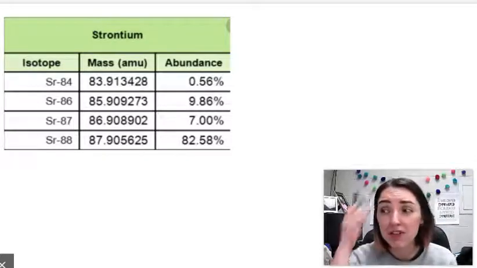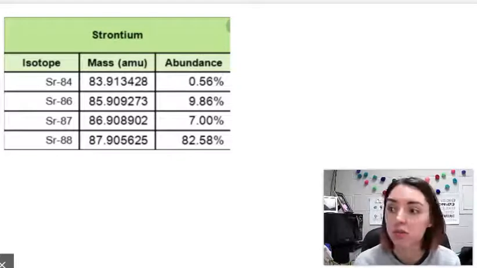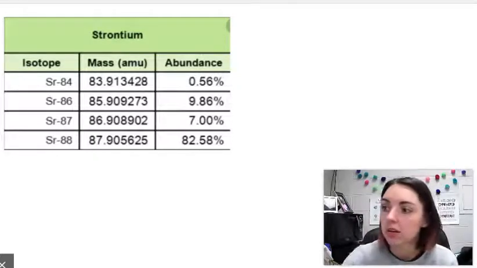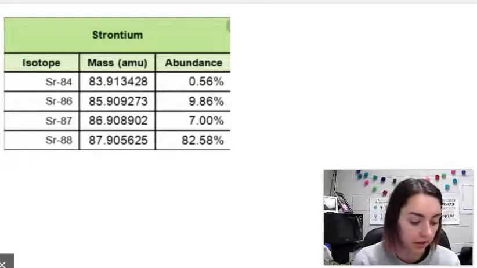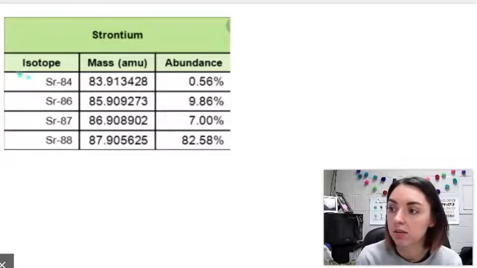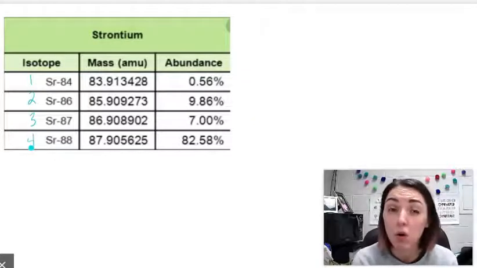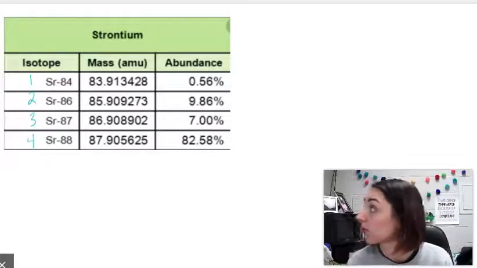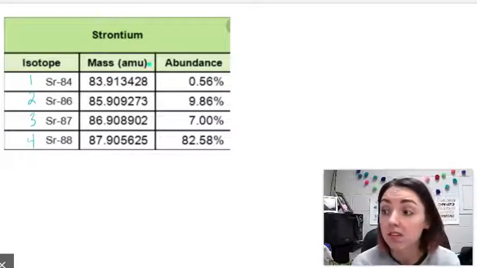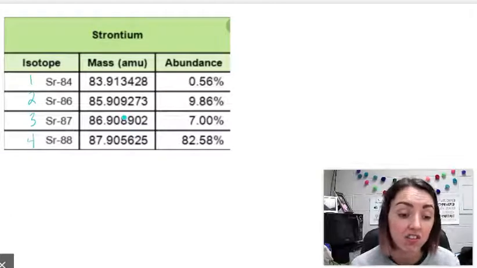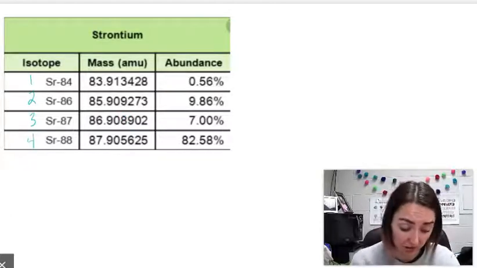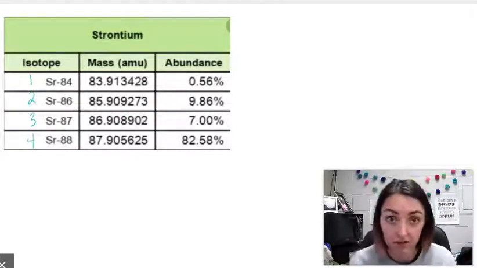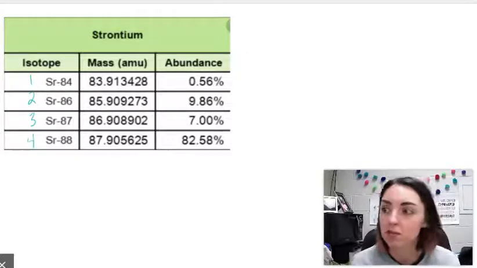So in this case, we've got strontium as an example. Strontium has 4 different isotopes here: strontium 84, strontium 86, strontium 87, and strontium 88. If I look at my periodic table, I see strontium is number 38, so all of these have 38 protons. It's just that they have different numbers of neutrons.